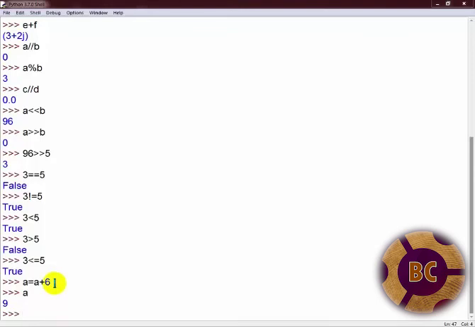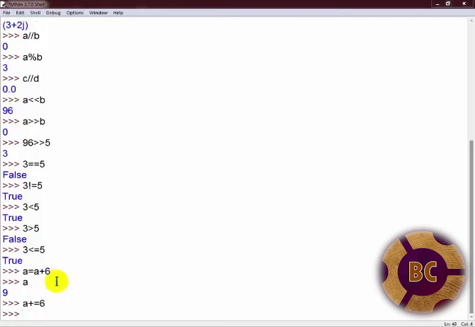This instruction can be made shorter by using A plus equal and then what we will add to the last value. For example, we add to the last value 6. For example, let's write 6.